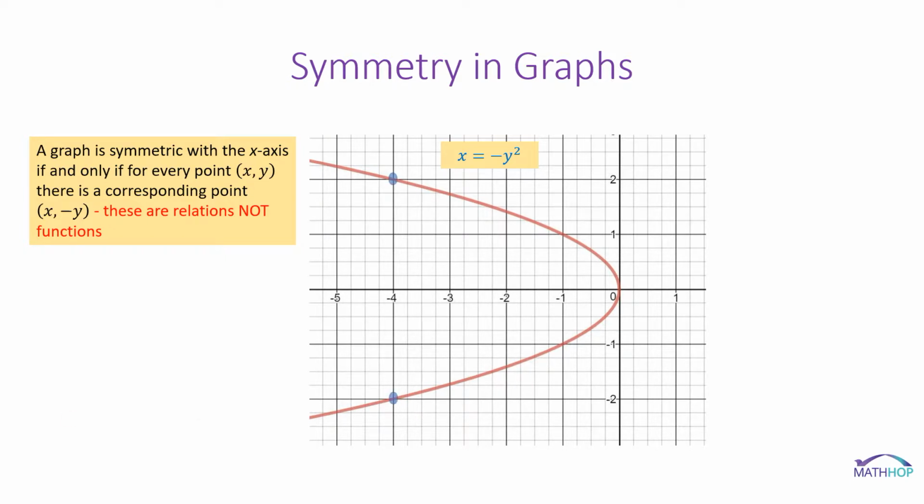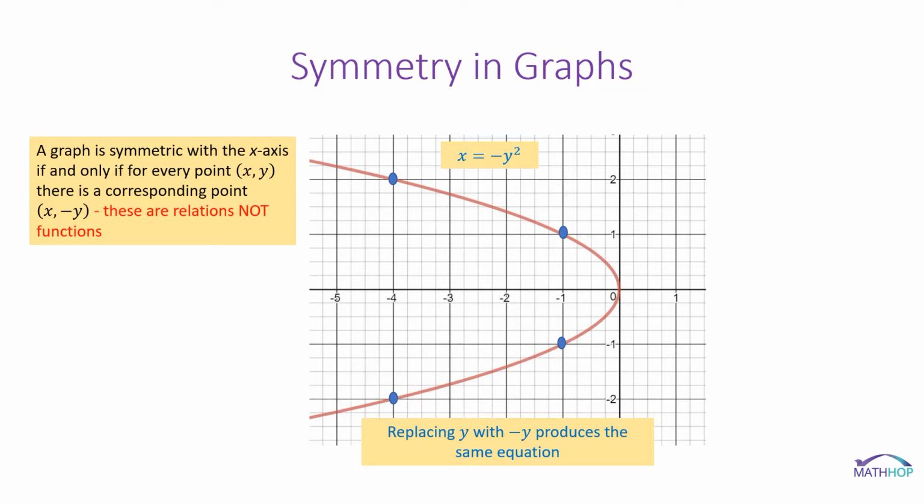So let's look at some points. We have negative 4, 2, and negative 4, negative 2. That right there proves this is not a function. For the input negative 4, we have two outputs, both 2 and negative 2. We also have the same thing happening at negative 1, 1 and negative 1, negative 1. So what this means is if we were to replace y with negative y, we would produce the same equation for something symmetric with the x-axis.